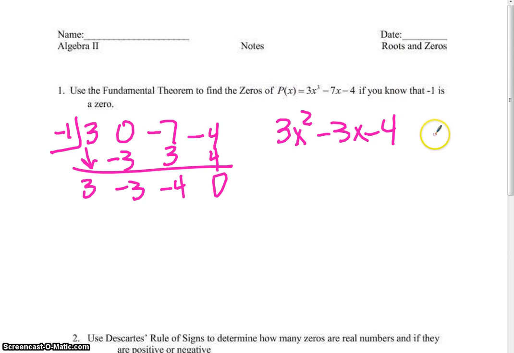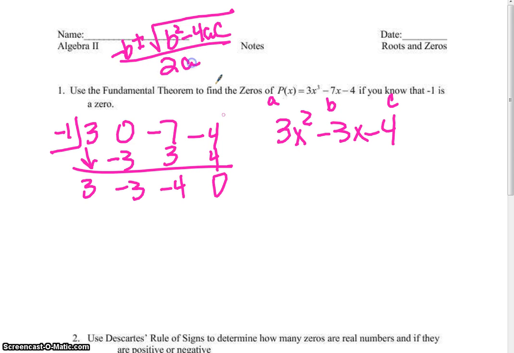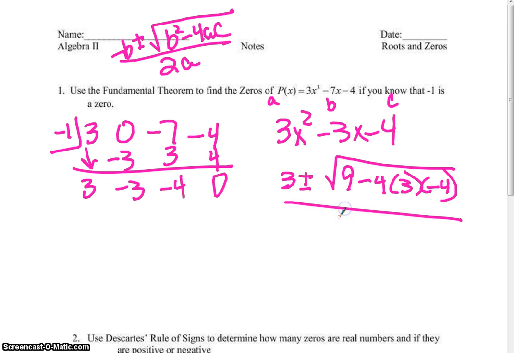You could find the factors of 12. You could use the quadratic. I'm going to use the quadratic on this one. So remember, this is my a, this is my b, and this is my c. Quadratic is negative b plus or minus the square root of b squared minus 4ac all over 2a. So I'm going to have 3 plus or minus the square root of negative 3 squared is 9, minus 4 times a is 3 times c is negative 4, all over 2 times 3 is 6.